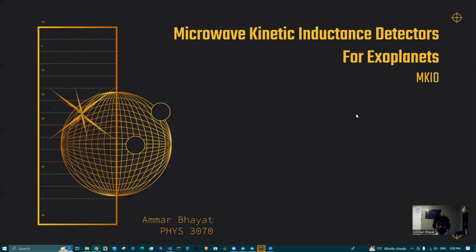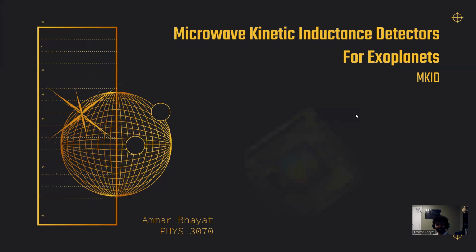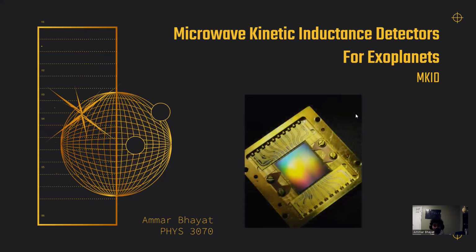Okay, so in this video, we're going to be talking about microwave kinetic inductance detectors for exoplanets. Now, these are short form for MKIDs, and on the screen right here, we have a little image of what an MKID really looks like. And these really tie optics and RF engineering into one nice technology used for detecting exoplanets.